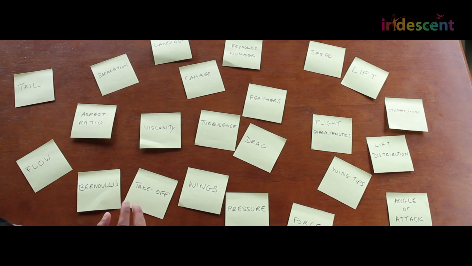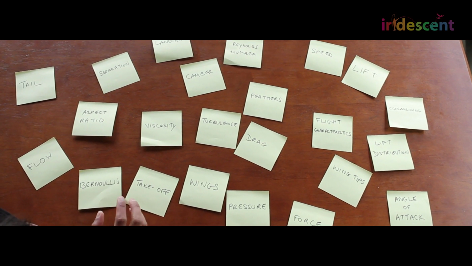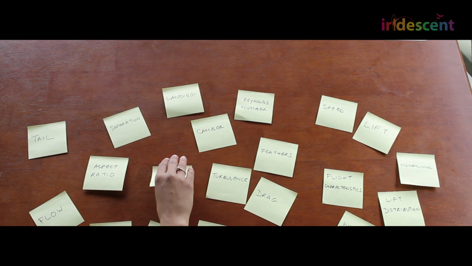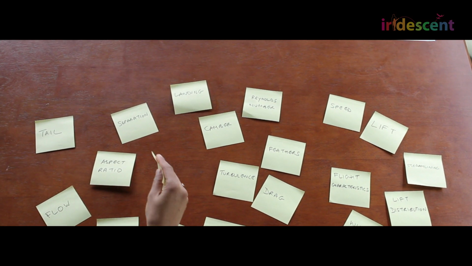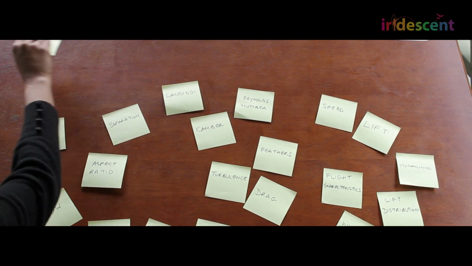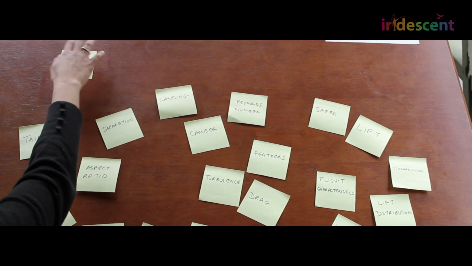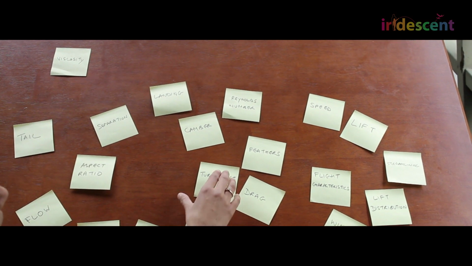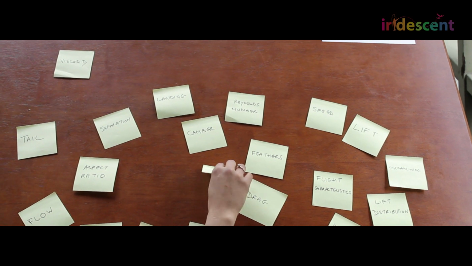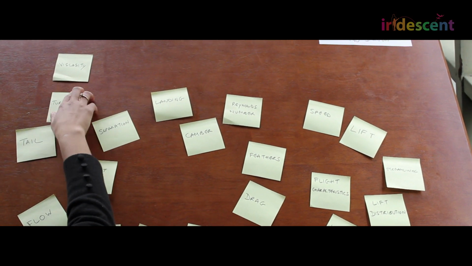We have viscosity, streamlining, lift, wingtips, different kinds of flight characteristics, force, pressure, everything over here. So let's start to organize it. Viscosity is an aspect of flow, so let's put flow over here. Turbulence is also a characteristic of flow.